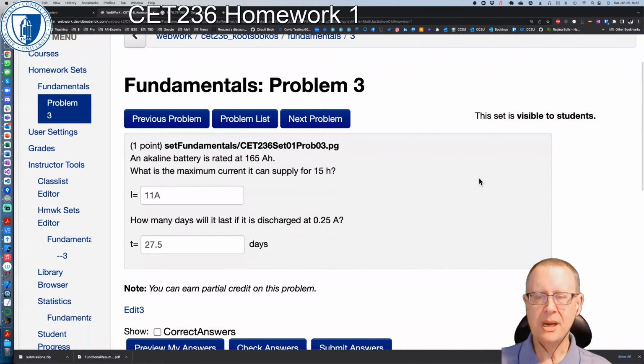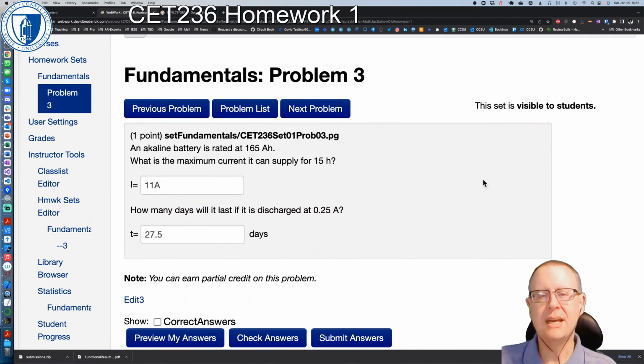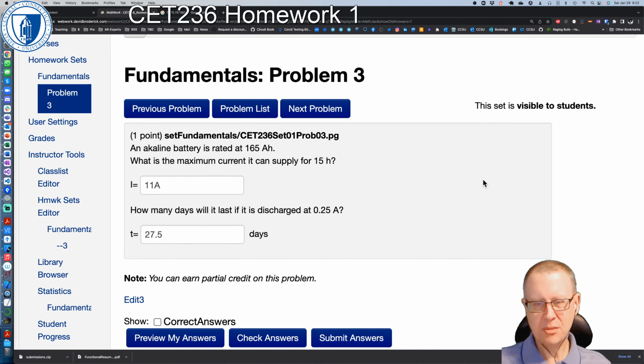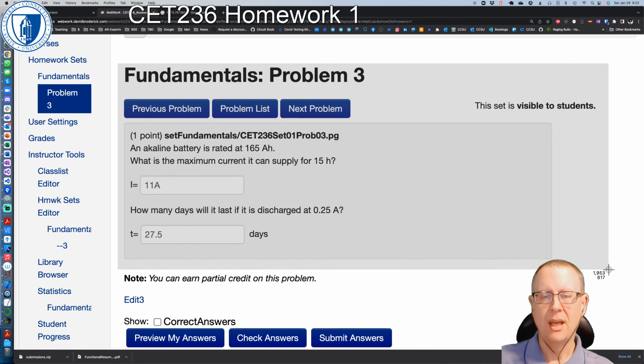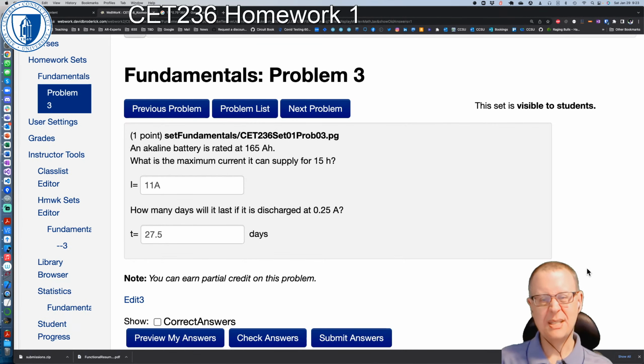So the next problem's a two-parter. An alkaline battery is rated at 165 amp hours. What is the maximum current it can supply for 15 hours? Well, that one should be pretty straightforward, right? 165 amp hours divided by hours should give us amps. So let me just copy this one over as well. And then how many days will it last if it is discharged at 1/4 of an amp?